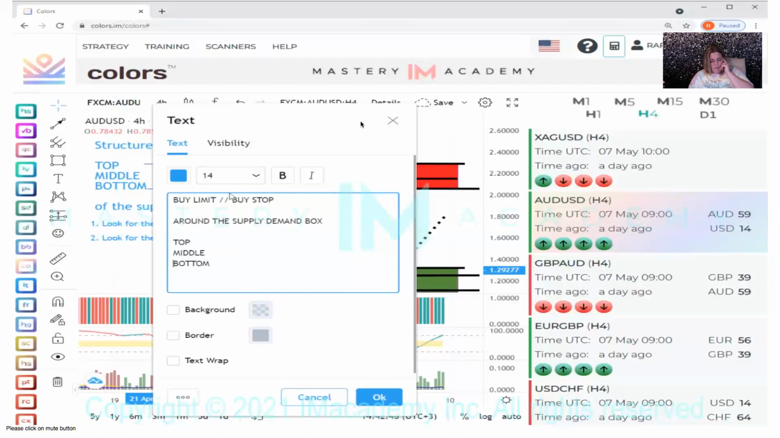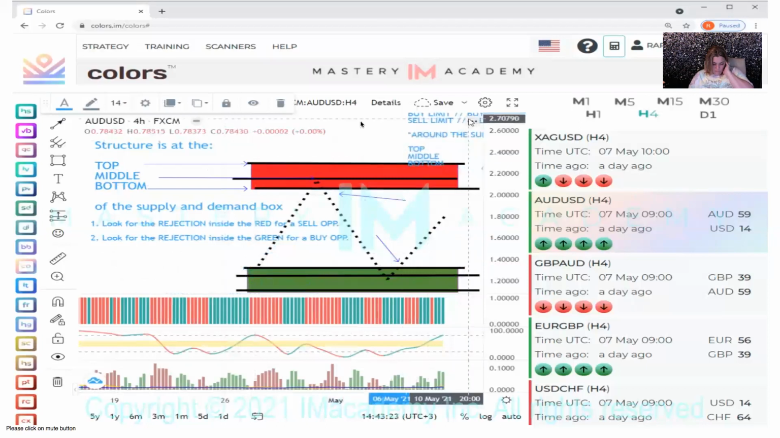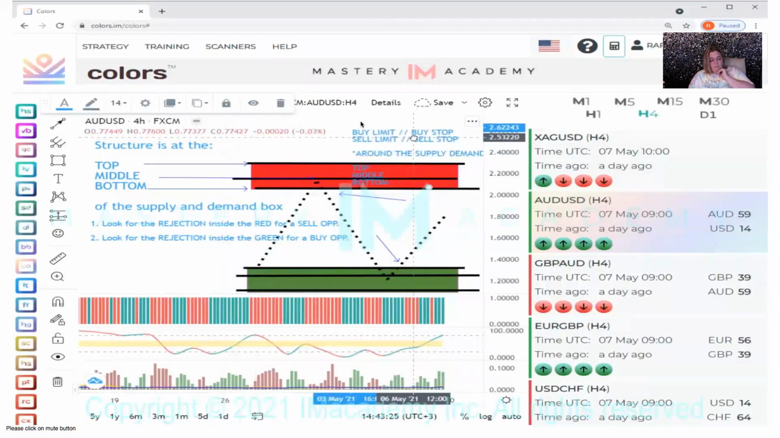Are y'all getting this? So your buy limit and then the sell limit. If you understand the basics of them, that's what you go through in series 100, 200, 300, 400. You're going to do sell limit, sell stop the same way. And where do you place them? Around the supply demand box, just like this. Top, bottom, middle.